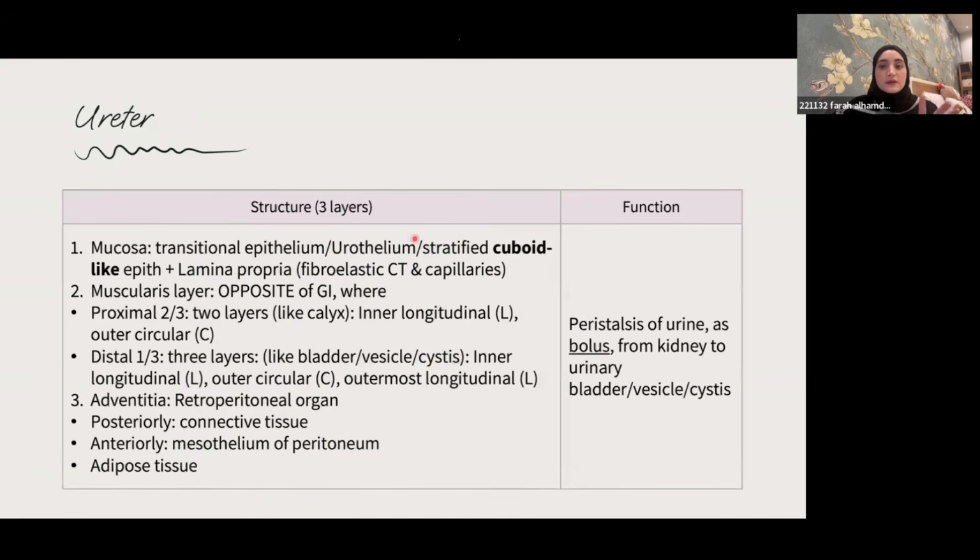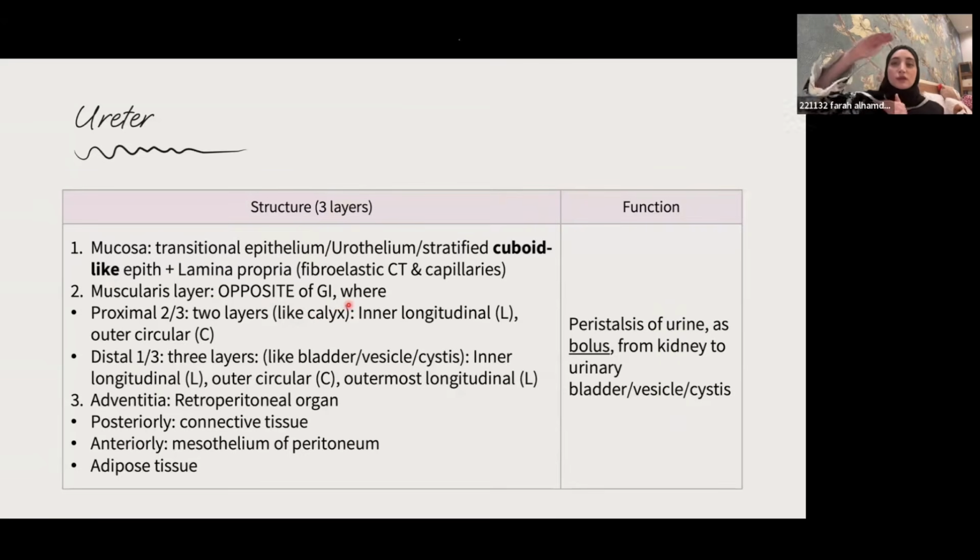So here it is in word form. The mucosa is transitional epithelium, which is stratified cuboidal-like, plus the lamina propria. And then we have the muscularis layer, where the proximal 2/3 of the ureter has two layers, the inner longitudinal and the outer circular. So remember it as LC.